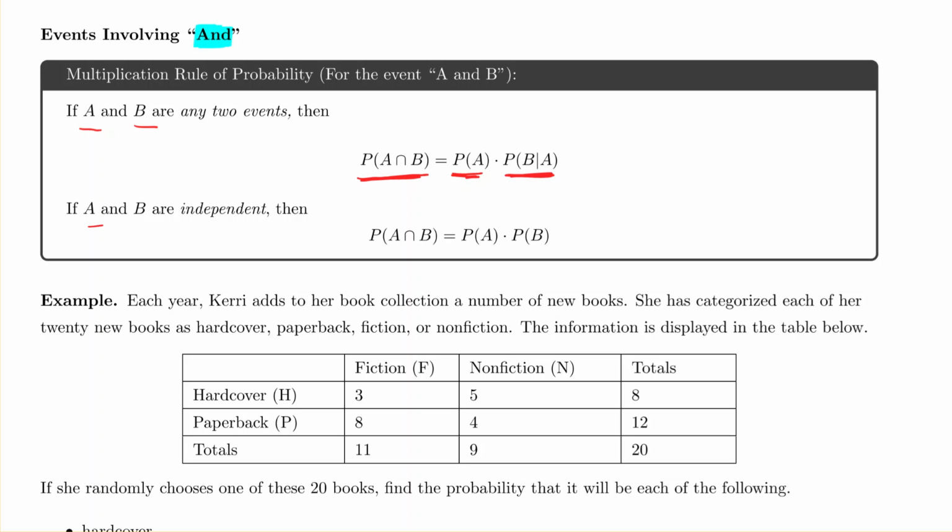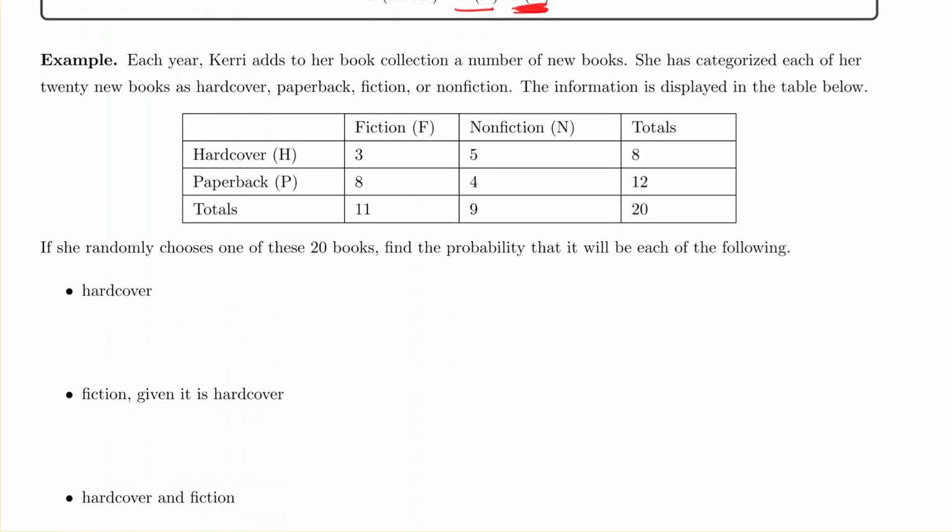If A and B are independent, then the probability of B given A is the same as the probability of B. So we just multiply the two probabilities together. So the formula is different depending on whether events are independent or not. Let's look at an example here.